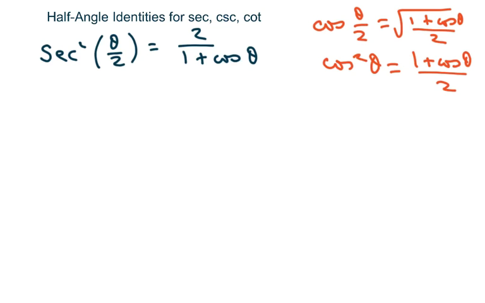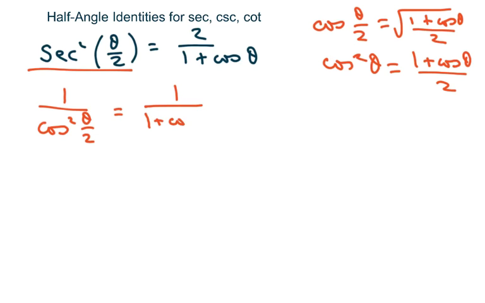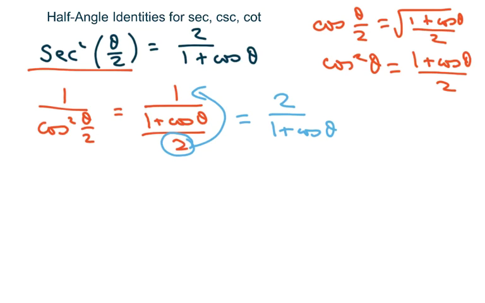And that's going to happen on all of them. You just take away the square root here. So basically, I'm going to work on this side. I'm going to write this as 1 over cosine squared of theta over 2, and I'm going to write that as 1 over (1 plus cosine of theta) over 2. And then, of course, you know by now you can bring that 2 up here, and so that's going to be 2 over 1 plus cosine of theta.